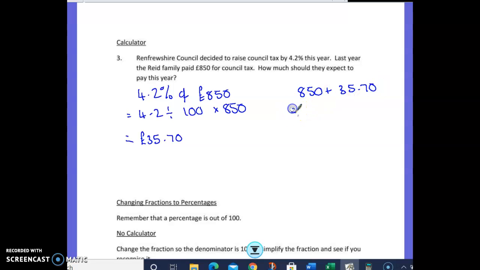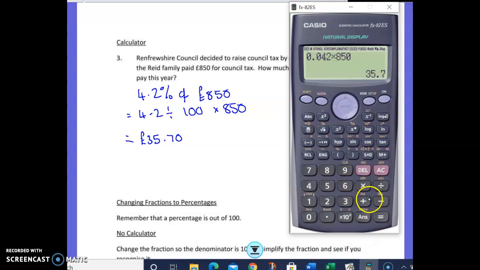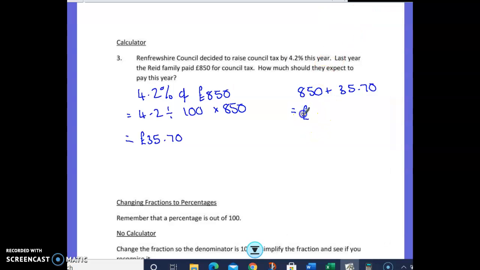So let's add it on. £885.70. I just used my calculator to do that one. One of these things, if you've got it.